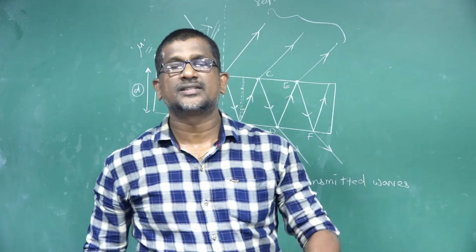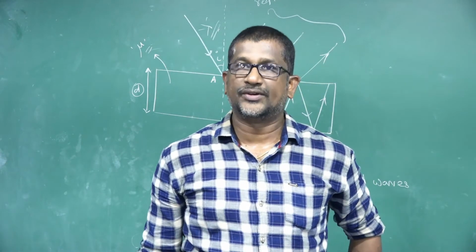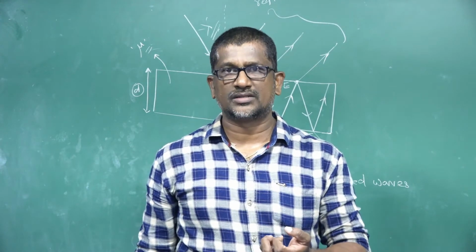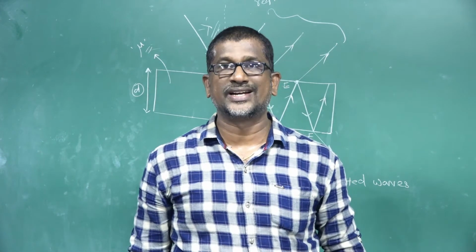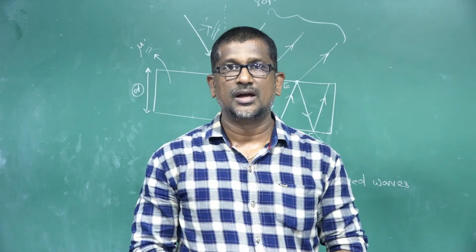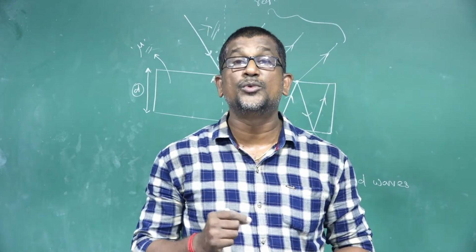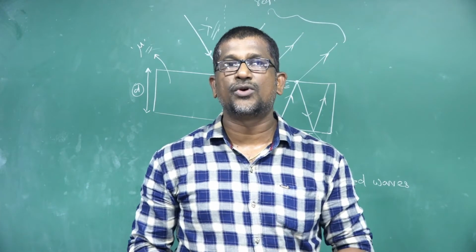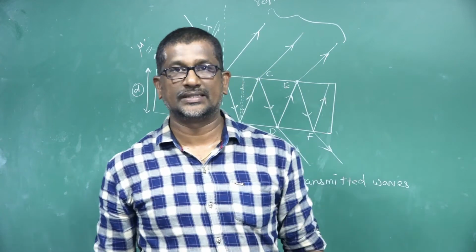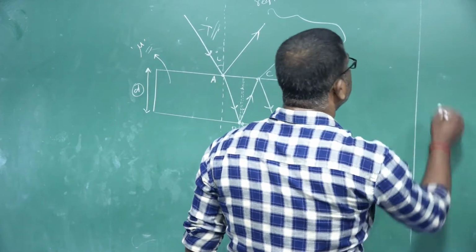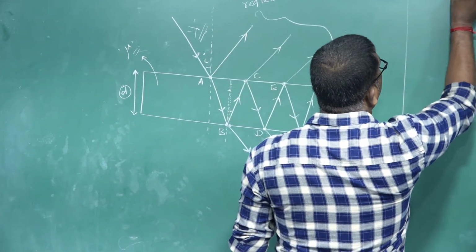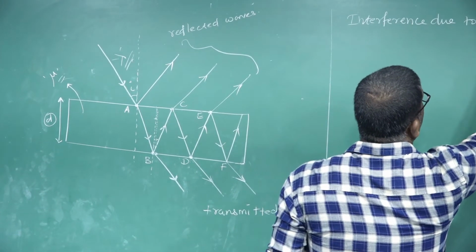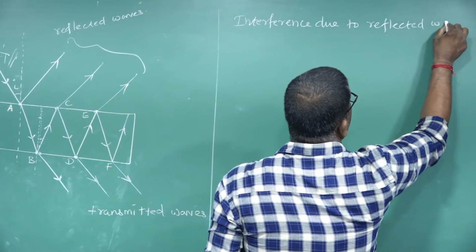So far we discussed the interference due to transmitted waves. In this case, the condition for constructive interference is 2 mu d is equal to n lambda, and the condition for destructive interference is 2 mu d is equal to 2n minus 1 lambda divided by 2. Next we go to interference due to reflected waves.